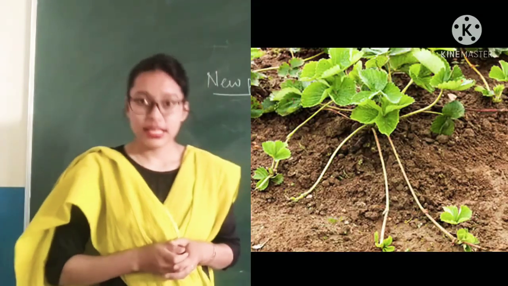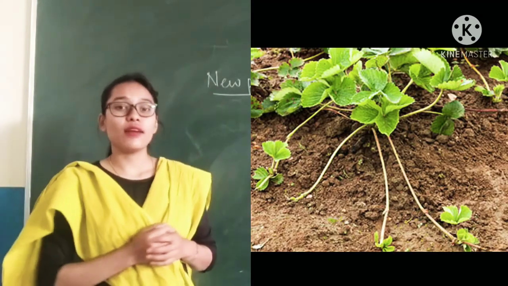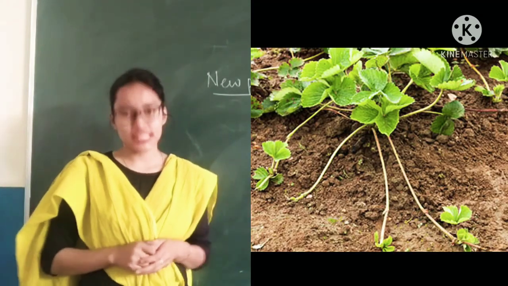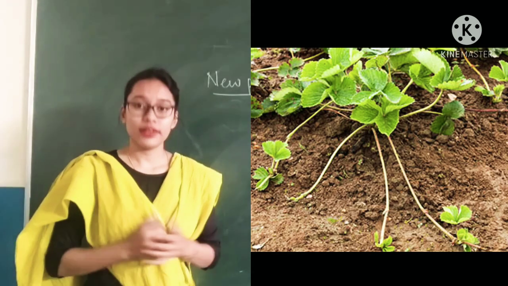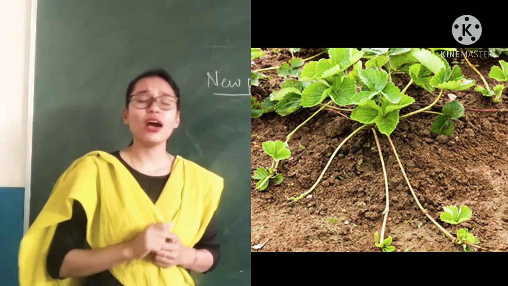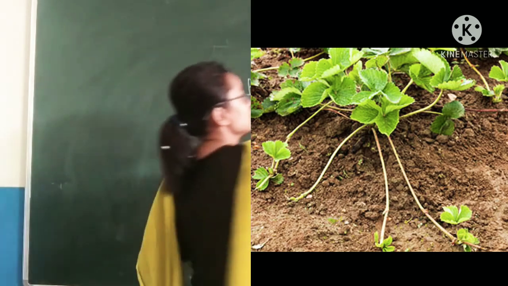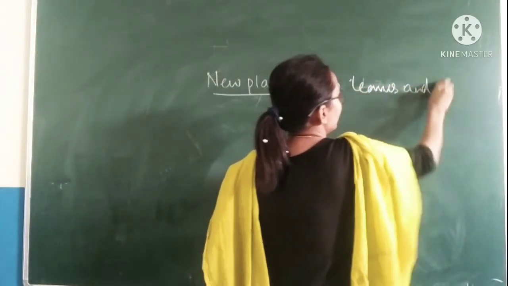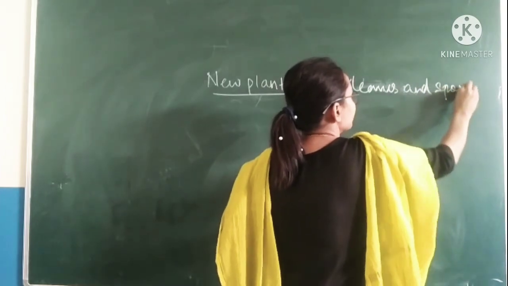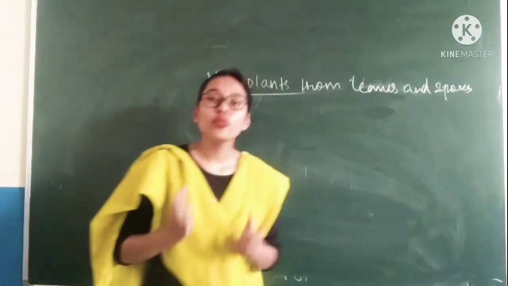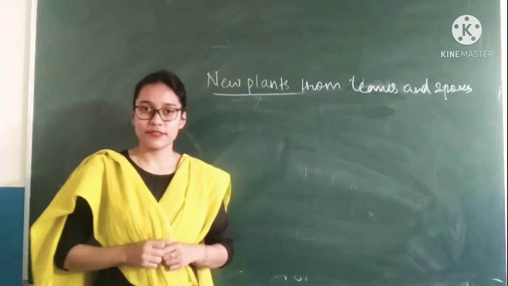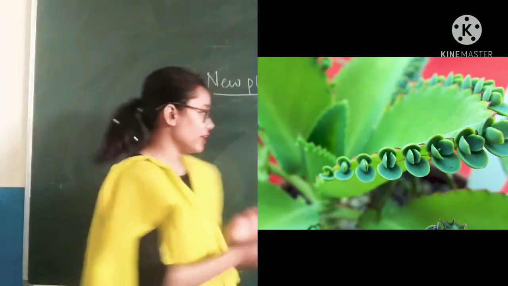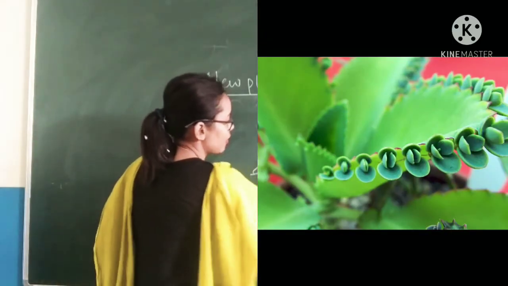Now the next one is runners. In some plants like strawberry, you can see in the diagram what happened. The stem grows horizontally. They are called what? Runners. Now we will discuss new plants from leaves and spores. You see, there are very few plants that grow from leaves. One example is bryophyllum. In bryophyllum, what happened?